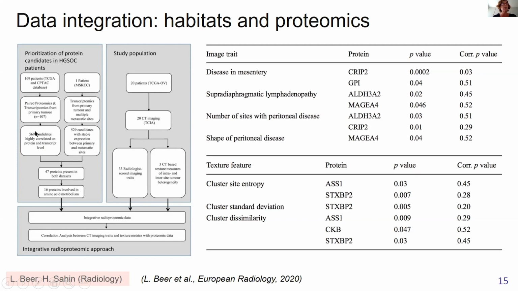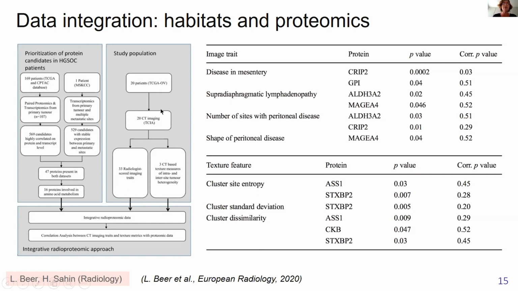And the way we reduced those proteins was actually quite elegant. At the end, we ended up with only 16 proteins which were involved in the amino acid metabolism. We did this by looking at the overlap with a single case which had multiple biopsies at multiple sites. And what we looked at was overlap with this highly annotated case with the whole database of the CPTAC.